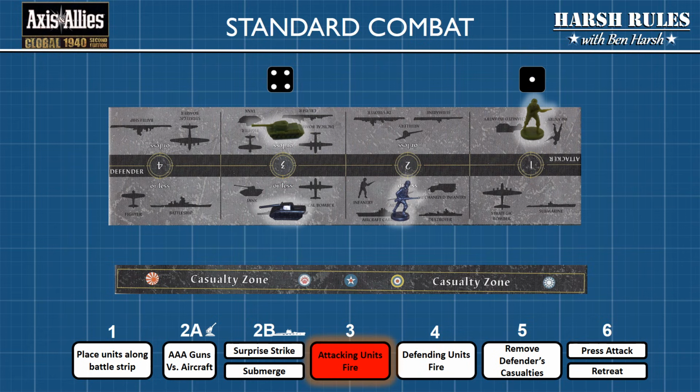When the attacker scores a hit, the defender gets to choose which of his units will be the casualty. The defender chooses his infantry unit and moves that unit behind the casualty strip.